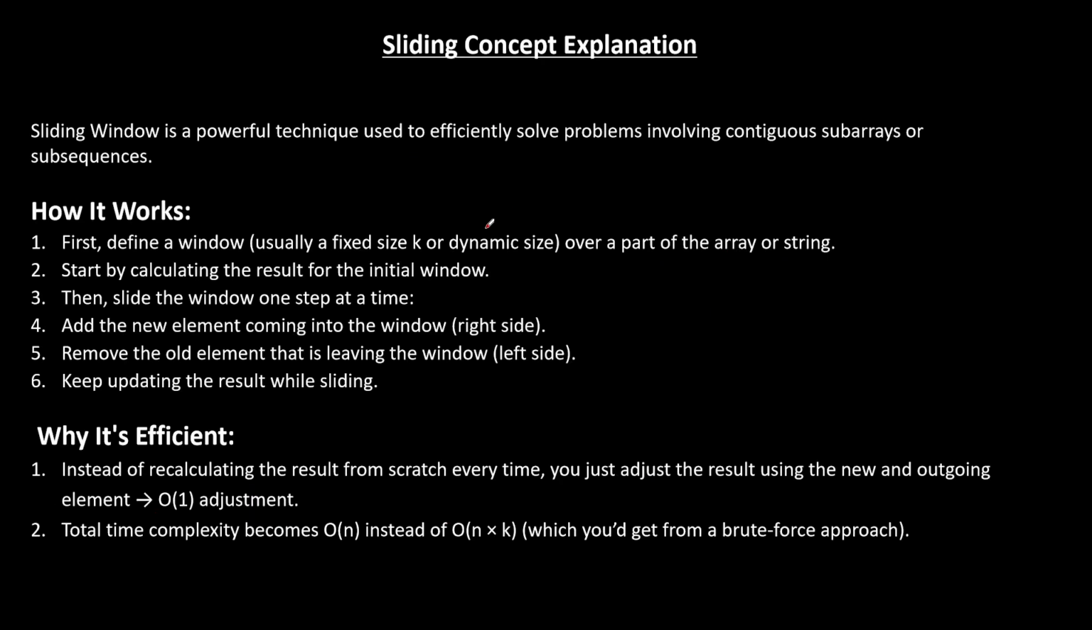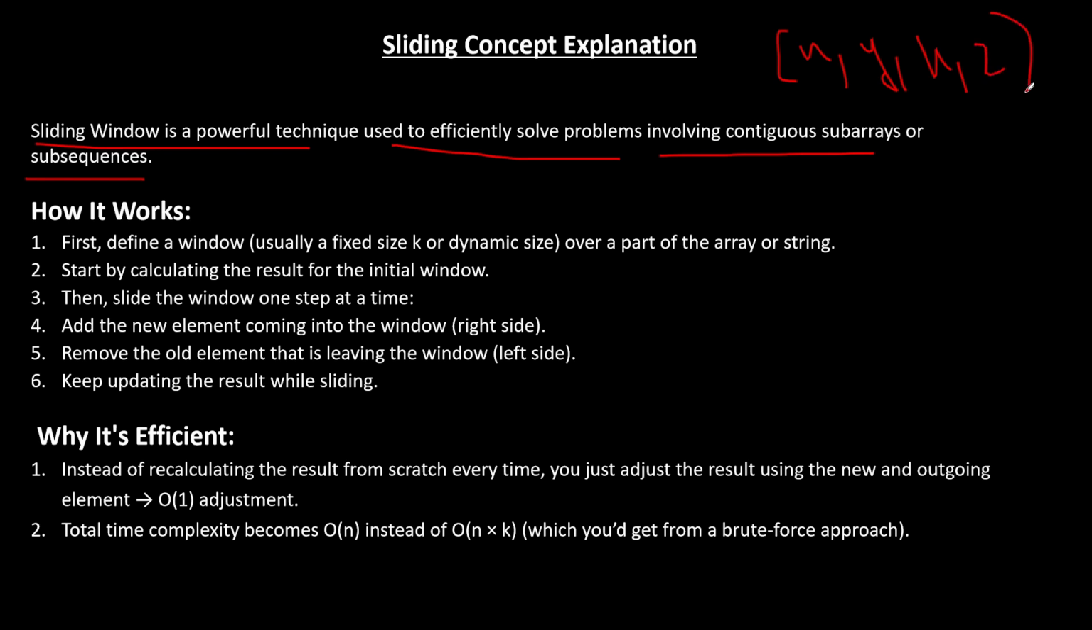Before going to the approach, let's understand what the sliding window concept is in more depth. So sliding window is a powerful technique used to efficiently solve problems involving contiguous subarrays or subsequences. I hope you understand what subarrays are. If this is an array with some values, a subsequence for it will be x, n, z. We follow the relative order given in the original array, but it may be continuous or it may not be continuous. Fine. And the same case applies to strings also.